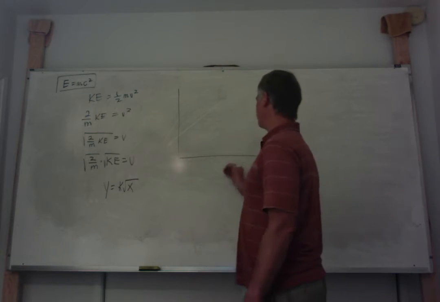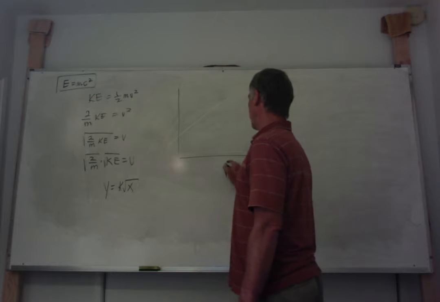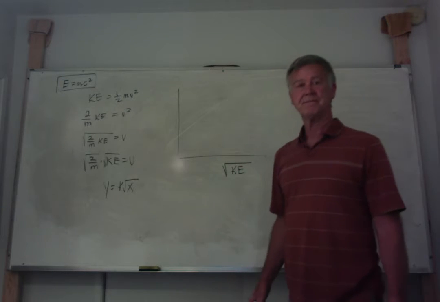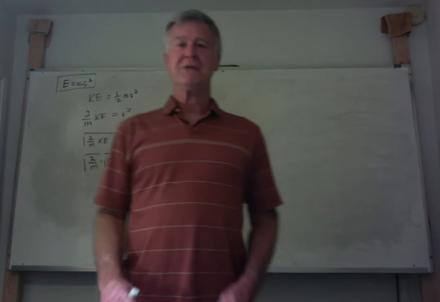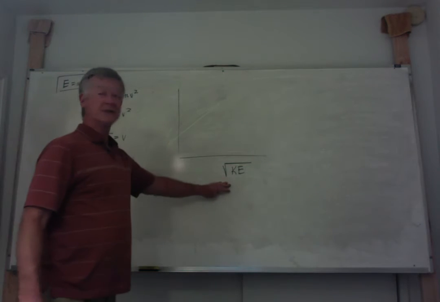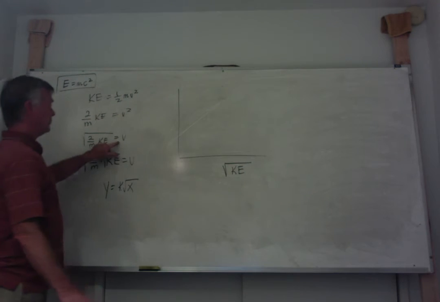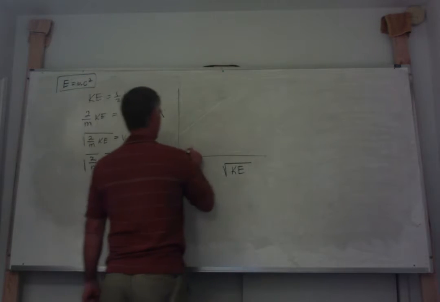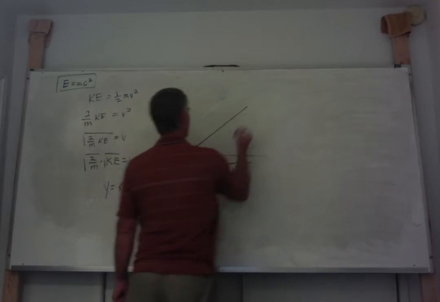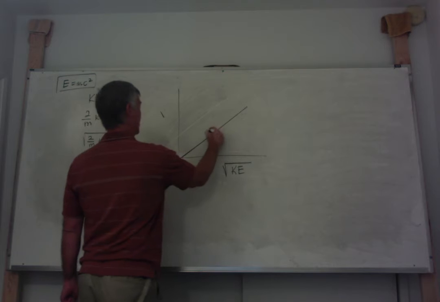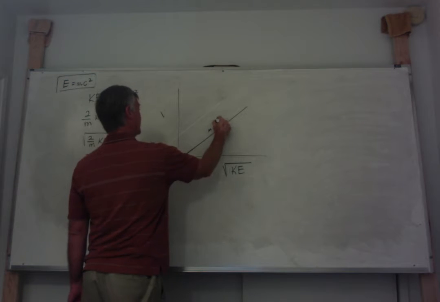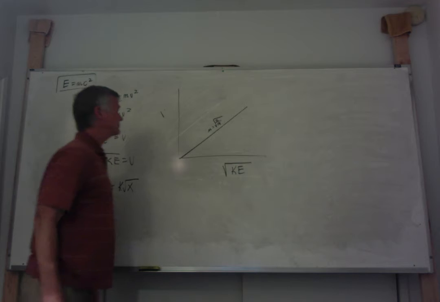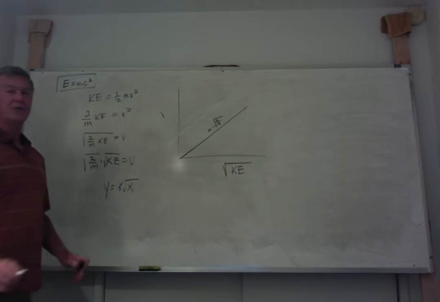Just to make life simpler for us, I'm going to plot this as the square root of the kinetic energy. In other words, if I put in 4 joules, the square root of 4 is 2, and that will give me what my velocity would be. If we plotted these, what we would get is a straight line. The slope of this straight line would be the square root of 2 over m. Right? So far, so good.